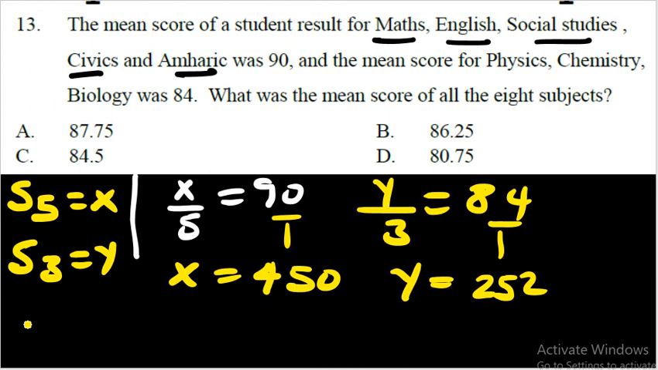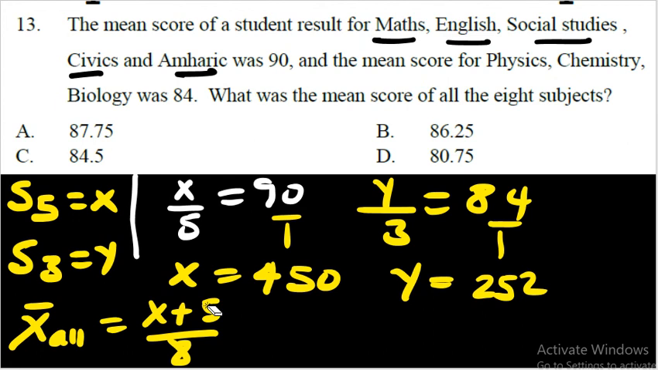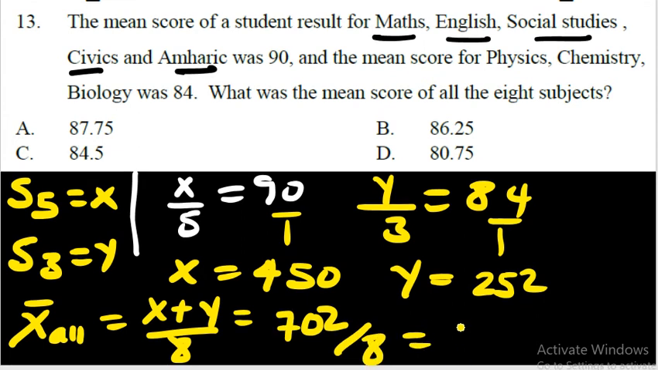So what was the mean of the whole? That means the mean of all is x plus y, because x is the sum of 5 and y is the sum of 3, divided by 8. x plus y divided by 8. That means add them. When you add them, it will be 702 divided by 8. When you divide by 8, it's going to be 8.